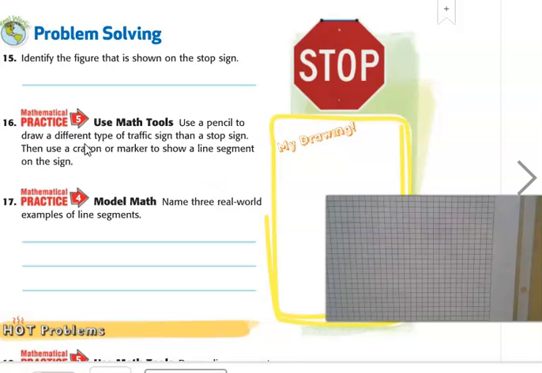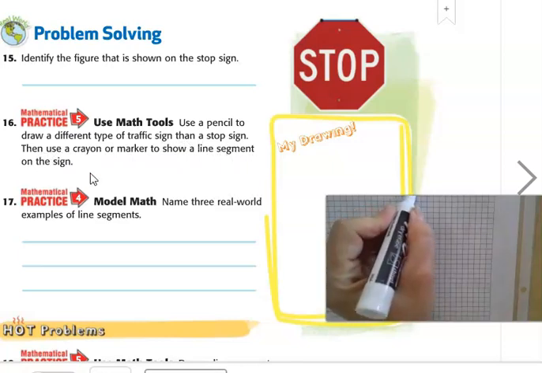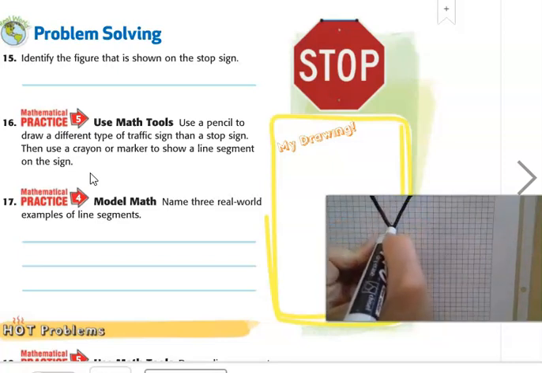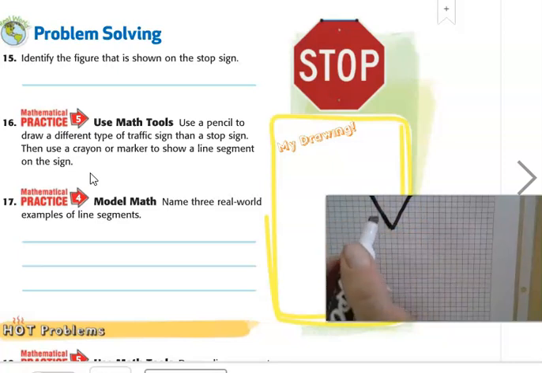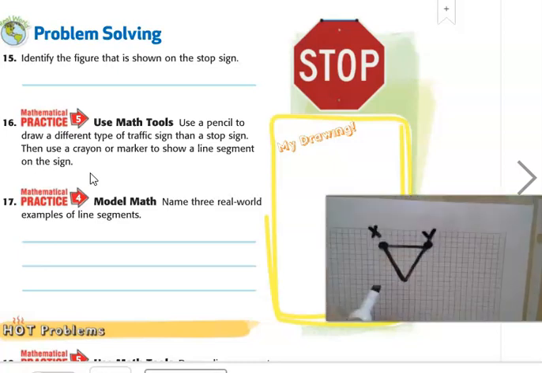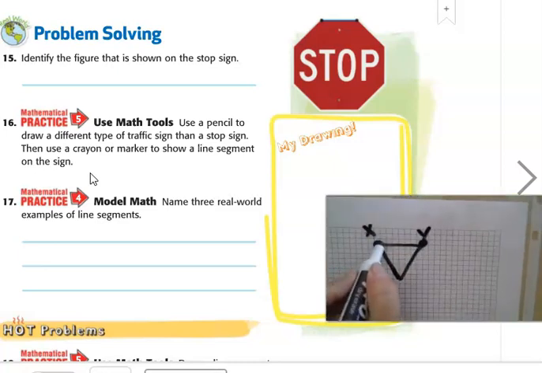Okay. Use a pencil to draw a different type of traffic sign than a stop sign. Then label a ray, line, or line segment. So I might want to draw something like a yield sign. And then I would just label a line segment. So that's my line segment at the top of the yield sign. And you can fancy it up if you want.